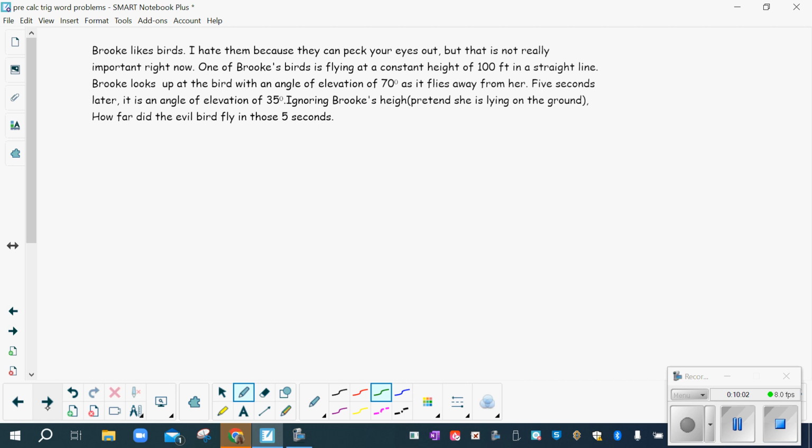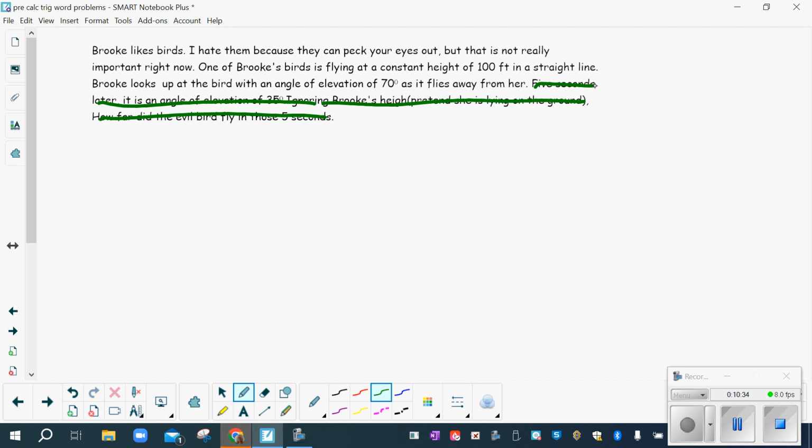One of Brooke's birds is flying at a constant height of 100 feet in a straight line, and she looks up at the bird at an angle of 70. Now, if you keep reading this, you're like, what the holy hell? I don't even know what's happening here. I have 2 degrees in here, which means I really have 2 problems. So I want everyone to ignore this part right now. We're just gonna start here.